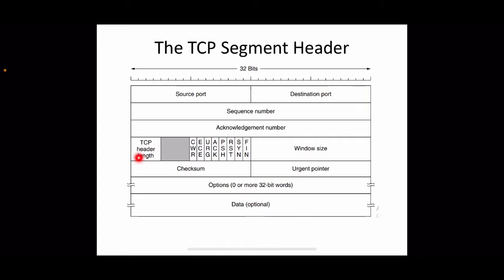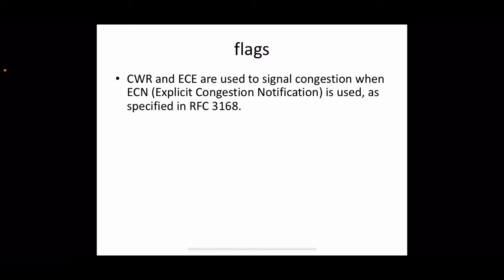So up to this is over. Now a number of fields or number of bits are not used. Then we have 8 different flags. We will see what are the purpose of these. The first 2 flags are CWR and ECE. These 2 flags are actually used to signal congestion when ECN is used.